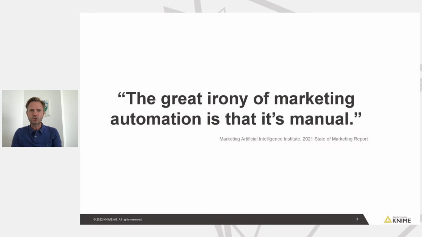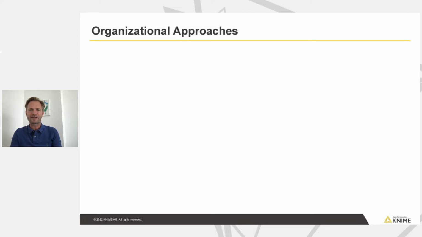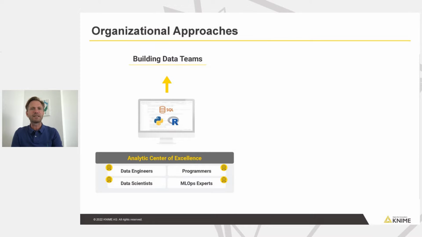And there are typically two ways how organizations try to overcome the analytical gap. So they try to transform themselves. And the first approach is by building data teams. So data teams is somehow a center of excellence where you have data engineers, where you have programmers that are really in SQL or that know Python and R. You have heard all of that. And then you bring in data scientists, MLOps experts to also productionize all that stuff. And this is one approach.